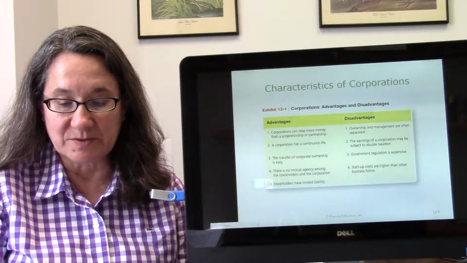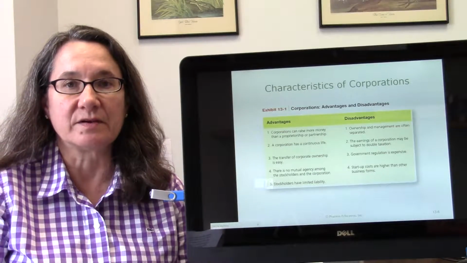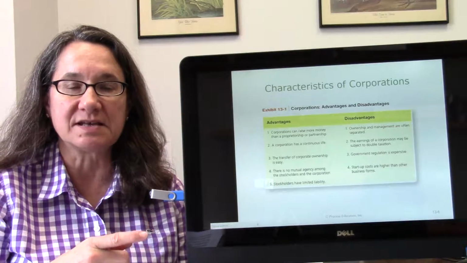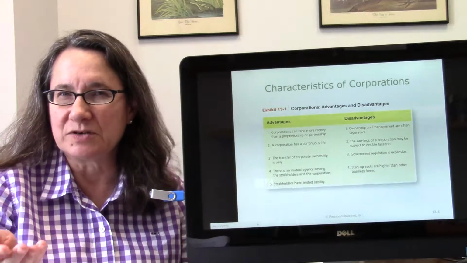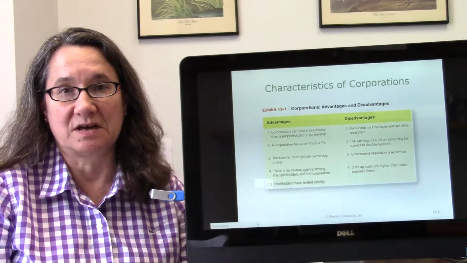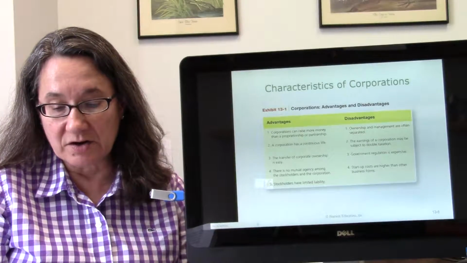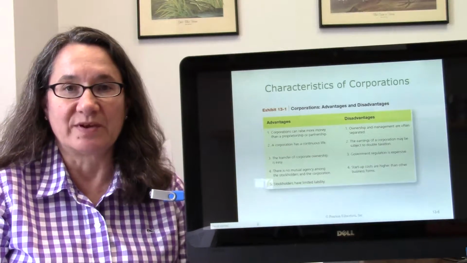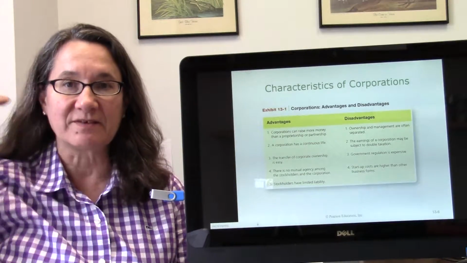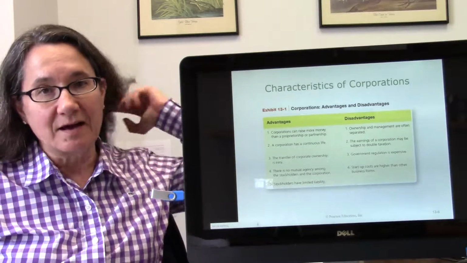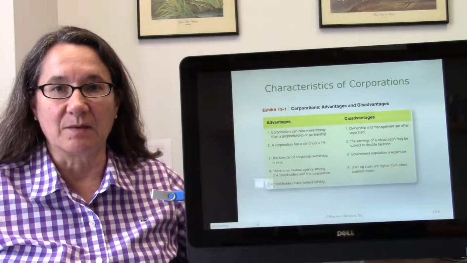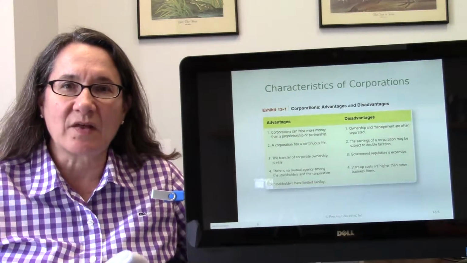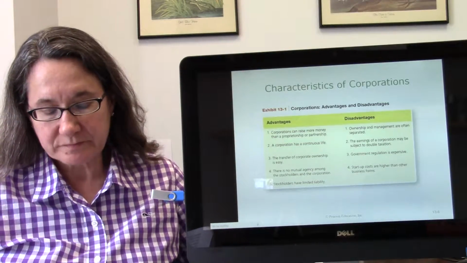Disadvantages: ownership and management are often separated. So you may own a company by owning its stock, but the managers don't really answer to you unless you had like a bunch of the stock. The earnings of a corporation may be subject to double taxation, so the corporation itself gets taxed, and then the people who get the dividends or sell the stock and get money, they get taxed. They call that double taxation.